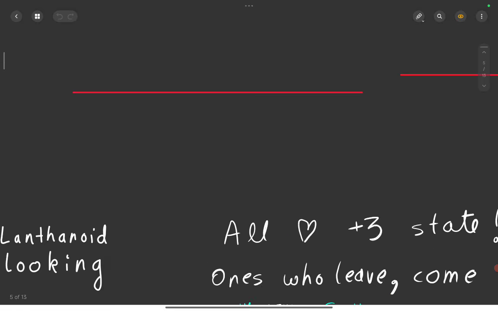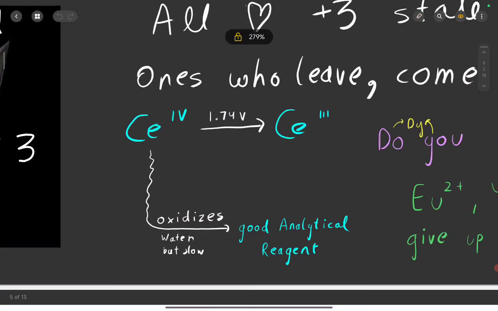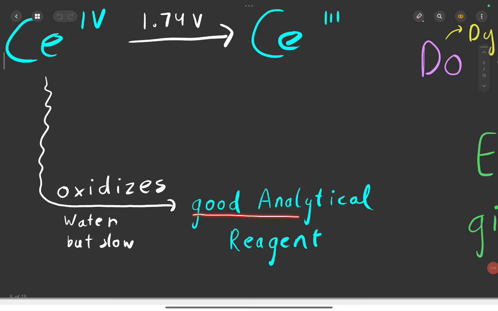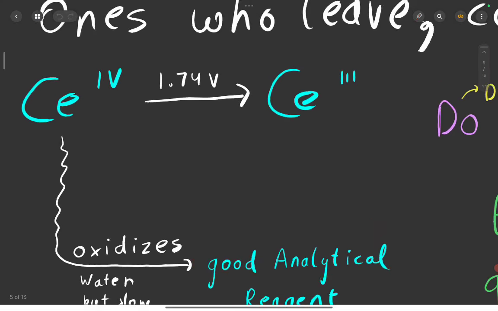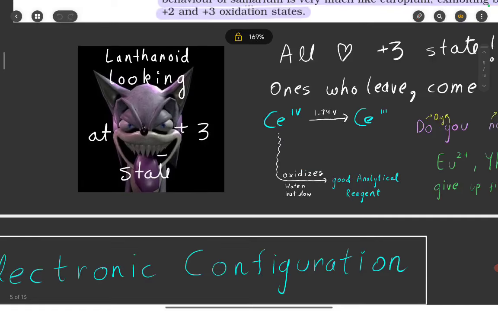Okay. Now, this reaction where it is converting from Ce4+ to Ce3+, this is a very spontaneous reaction, but if we look at its kinetics, this reaction is very slow, which is why it also allows us to analyze this reaction. Like, it's a good analytical reagent. Like, it's oxidizing water. Okay, it is oxidizing water, but this reaction is slow. So if we want to observe the reaction where water is getting oxidized, then cerium is a good reagent for that.